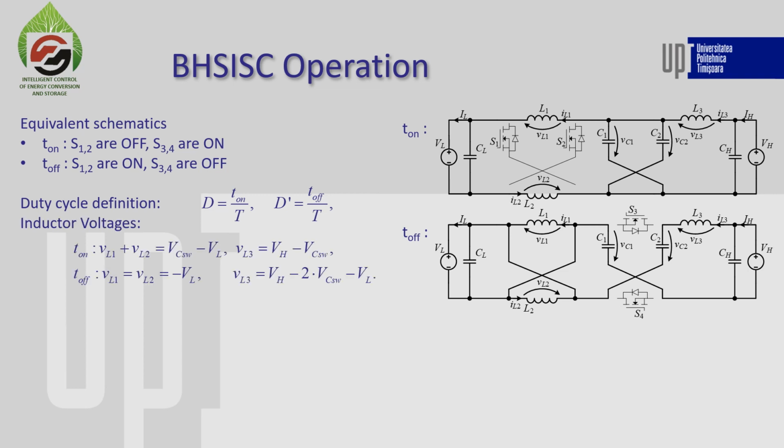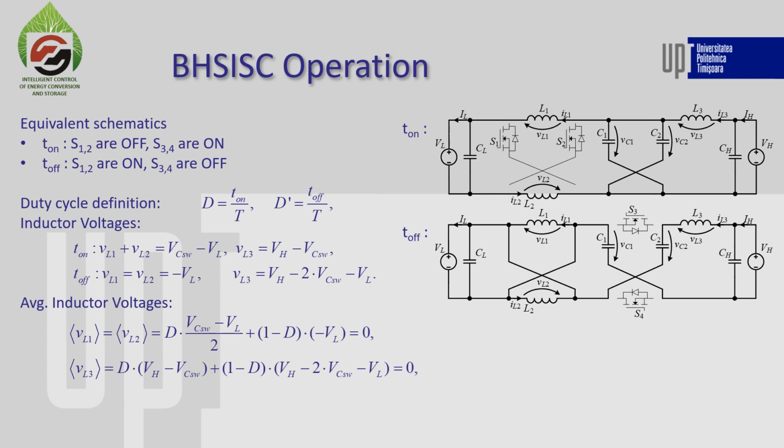Therefore, we continue by analyzing the inductor voltages, and here we have an additional assumption that the two switched inductors are considered identical, so we have the same voltage on them, and the two capacitors are considered identical and they also have the same voltages on them. Next, we can calculate the average inductor voltages, and considering a steady state operation, these average inductor voltages are equal to 0.